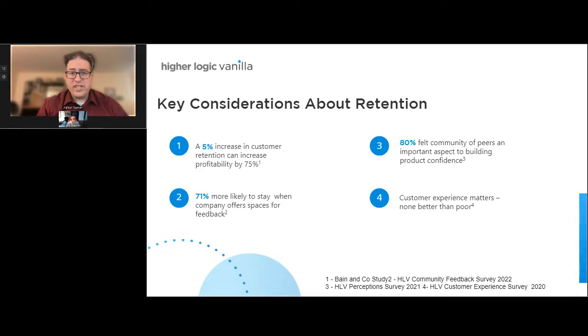And what was interesting, and we were just talking about this, John, about feedback. I did a study earlier this year about feedback, and we found that 71% of customers are more likely to stay when a company offers a space for feedback. Just a place where people can come and have that conversation and connect with others and talk about the product. The key that came out of the research was that people wanted a sense of belonging, of being heard, that communication was happening, and that they weren't wasting their time.